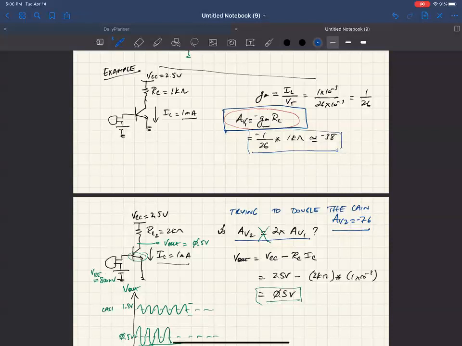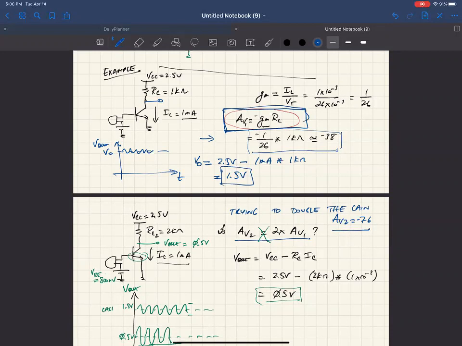So in this A V1 case, let's just say the operating point of VO. If I have time here and V output, and say there's an operating point VO around which we get this small signal gain, it is equal to 2.5 volts minus 1 milliamp times 1 kilo ohm, which is equal to 1.5 volts. Okay, and so this is 1.5 volts as the operating point around which the signal will swing.